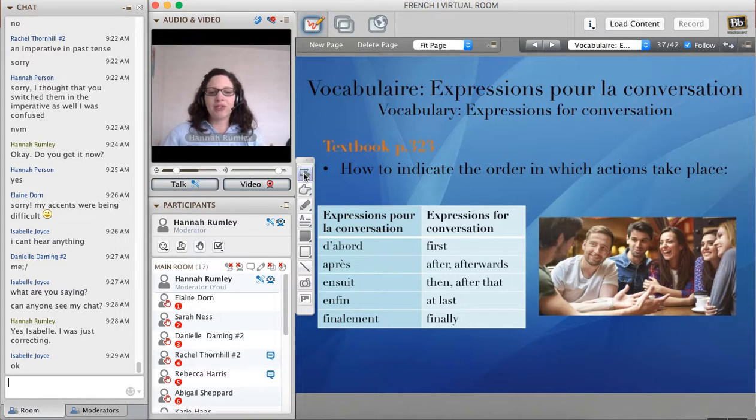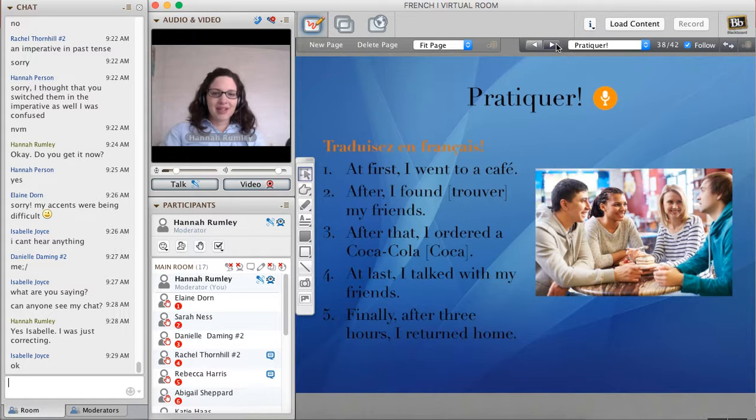Think about how many times you say and then after, or and then, or at last, or finally we did these things. So these expressions are super commonly used, and it's kind of cool you can use them now that we know the different verb tenses.